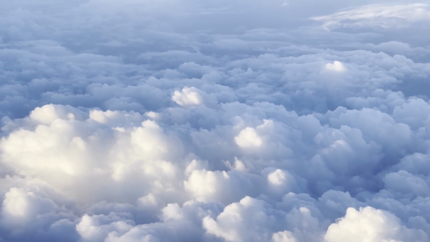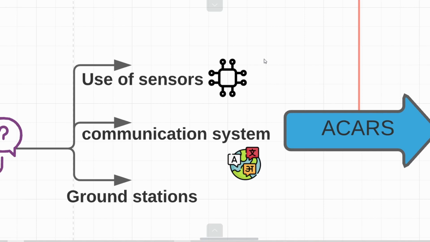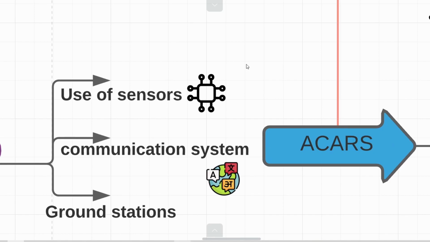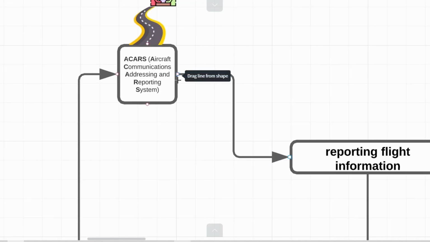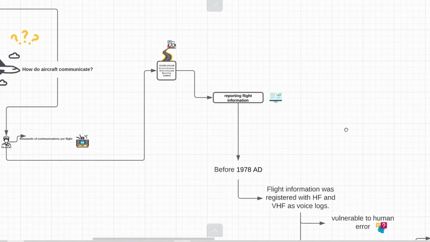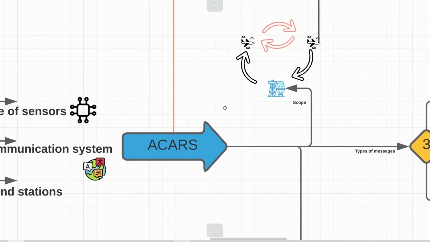That's why a system of sensors, a communication system, and ground stations was introduced, where the use of sensors in different parts of an aircraft was channeled to help the system operate in an efficient way. This combination of sensors, communication system, and ground station is what we call the ACARS system. ACARS stands for Aircraft Communication, Addressing, and Reporting System. It communicates with other aircraft and ground systems and reports the data being transmitted.